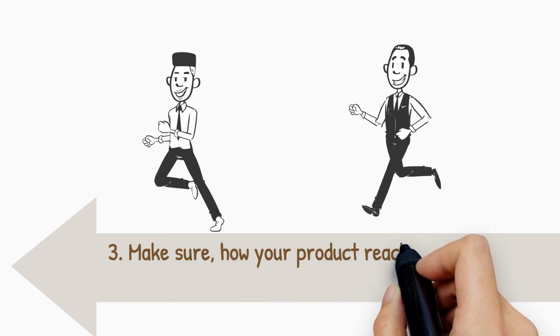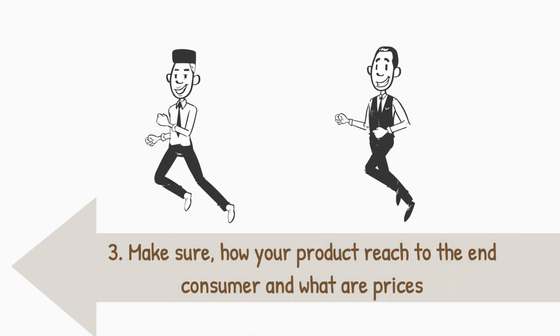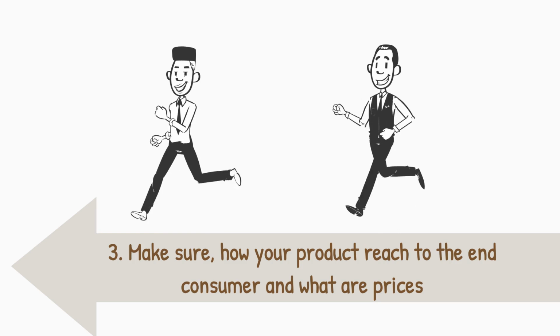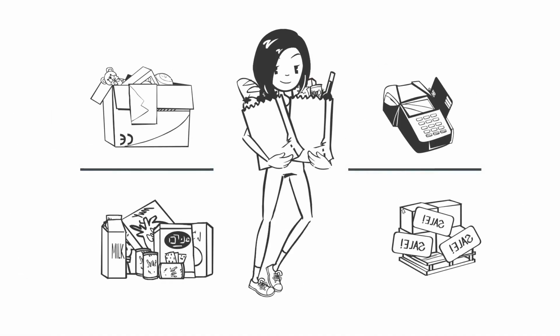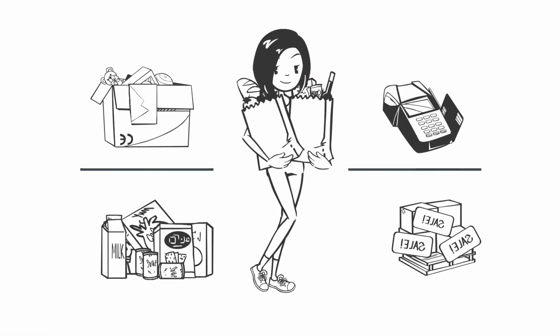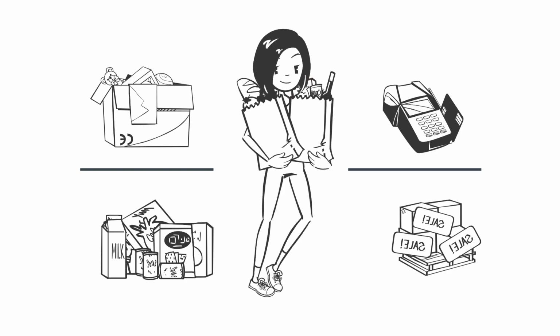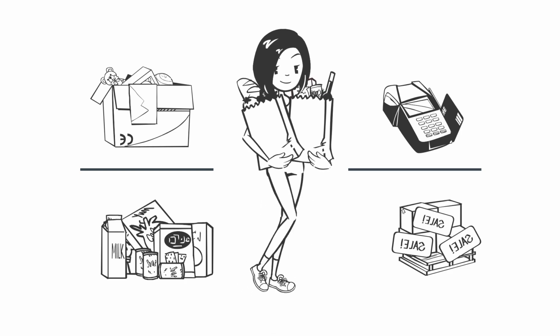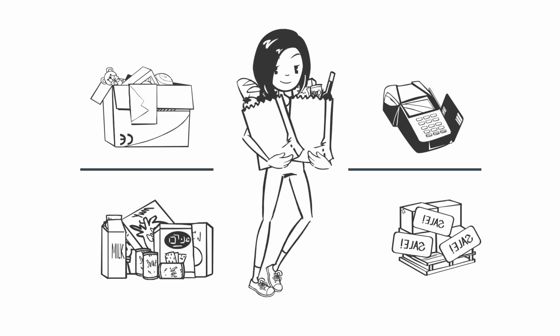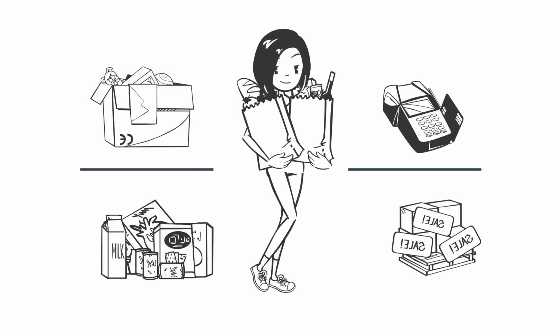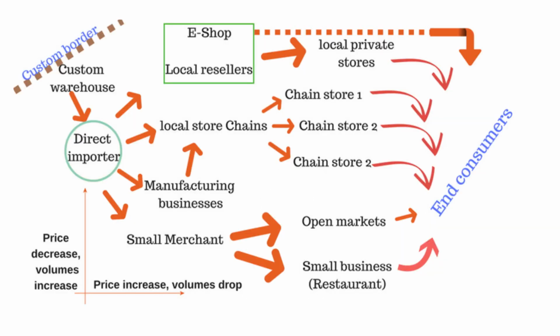3. Make sure how your product reaches the end consumer and what the prices are. After you know the requirements and costs for sending the goods to the potential export market, you should make sure how that product finally reaches the final consumer, how the goods are moving in that market. You can refer to this easy supply chain or distribution scheme, how goods may be moving in a foreign country from direct importers to the end consumers.